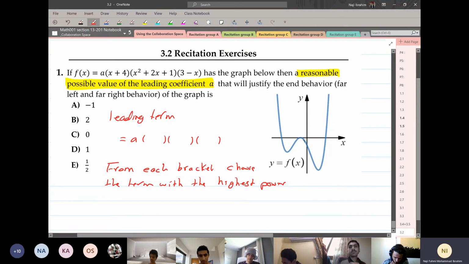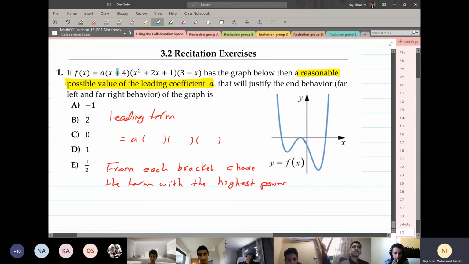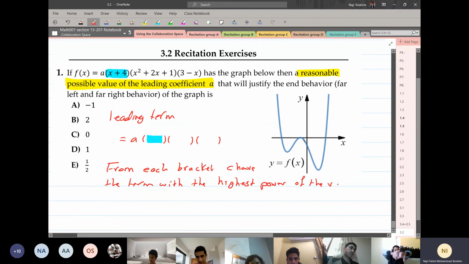Hussam, in the first bracket, what's the term with the highest power? The first bracket, I talk about this x plus 4. You see x plus 4? I want the term. We have two terms, x and 4. Which of these has the highest power? Of course, the highest power of the variable, I mean. Is there a variable in the 4, ya Hussam?